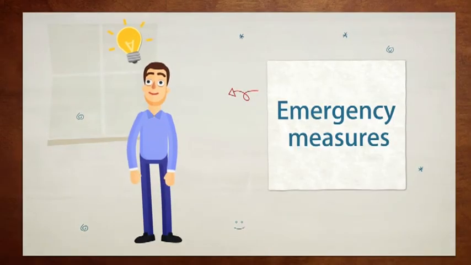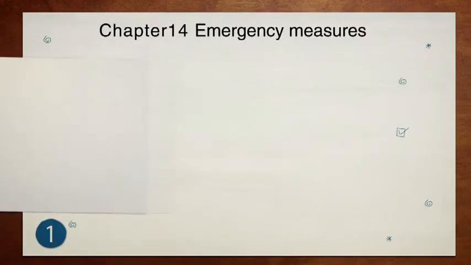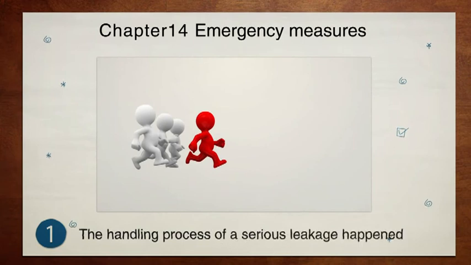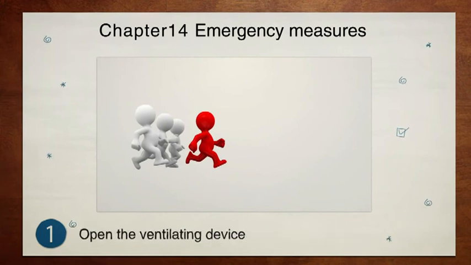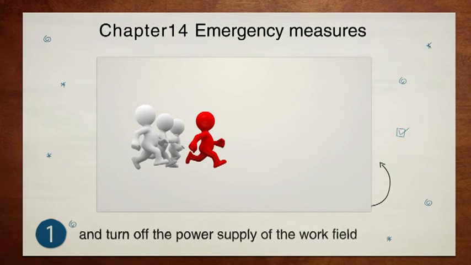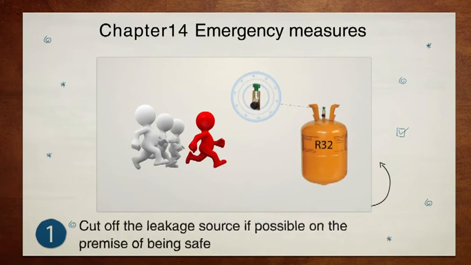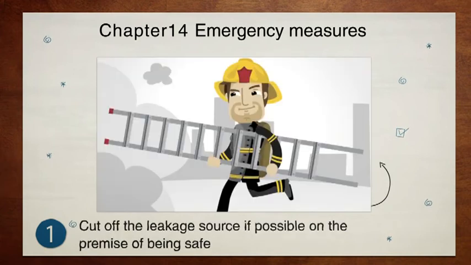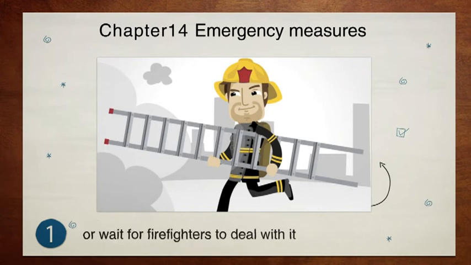Chapter 14. Emergency Measures. Number 1. The handling process of a serious leakage happened. Open the ventilating device and turn off the power supply of the work field. All persons in the field should be evacuated. Cut off the leakage source if possible on the premise of being safe or waiting for firefighters to deal with it.